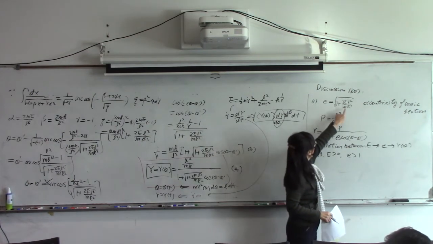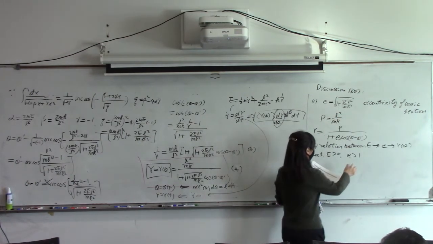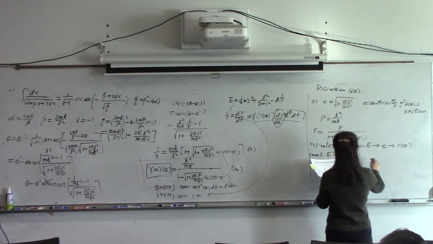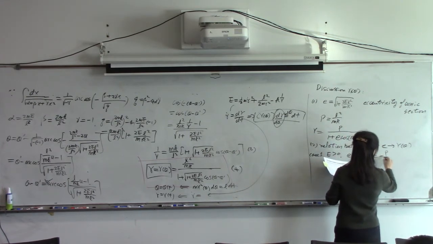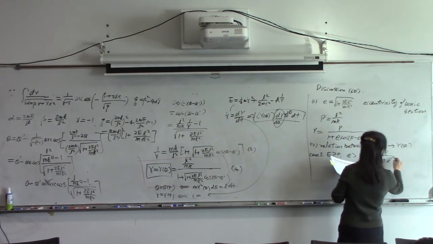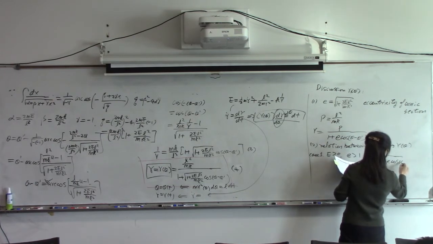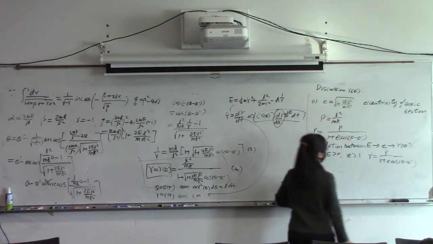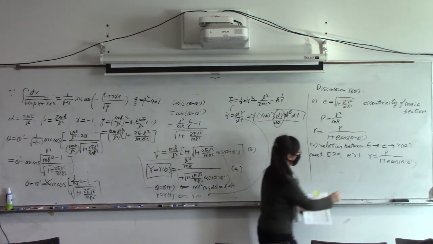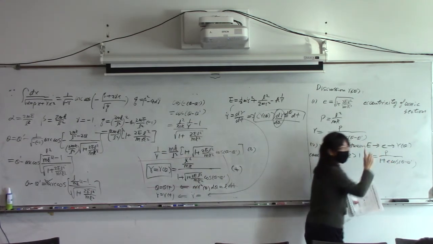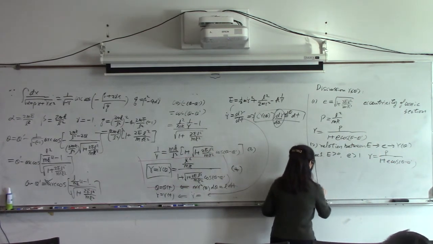Right, because this is 1 plus some positive term, so we have larger than 1. Okay, now let's look at the R. R is P over 1 plus, let me write down here, E cosine theta minus theta prime. The formula doesn't change, but keep in mind this is larger than 1. Now let's look at the curve.